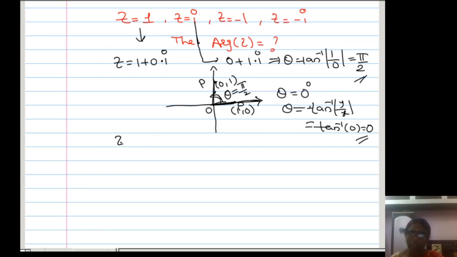Next, z is equal to minus 1, which can be written as minus 1 plus 0 into i. It is a negative real number, so it lies here: (minus 1, 0). Now this is P. Now I want OP, making an angle with the x-axis in the anti-clockwise direction, like this. So now the theta is what? Pi. So it is the negative direction here.